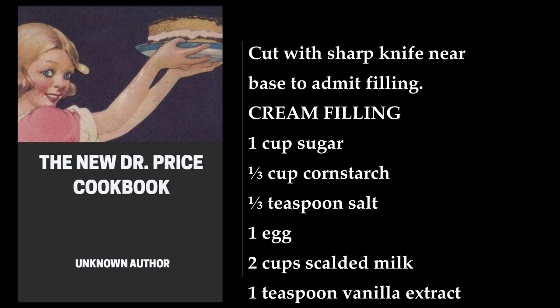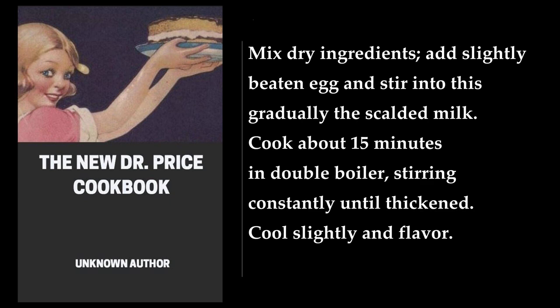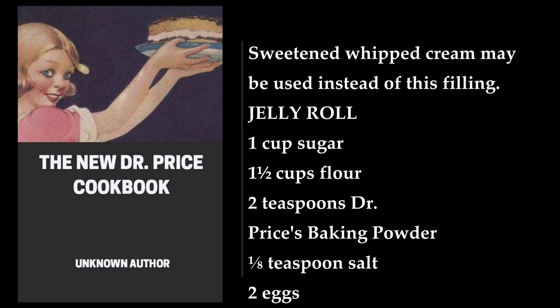Cream filling. 1 cup sugar. 1/3 cup cornstarch. 1/3 teaspoon salt. 1 egg. 2 cups scalded milk. 1 teaspoon vanilla extract. Mix dry ingredients, add slightly beaten egg and stir into this gradually the scalded milk. Cook about 15 minutes in double boiler, stirring constantly until thickened. Cool slightly and flavor. Sweetened whipped cream may be used instead of this filling.